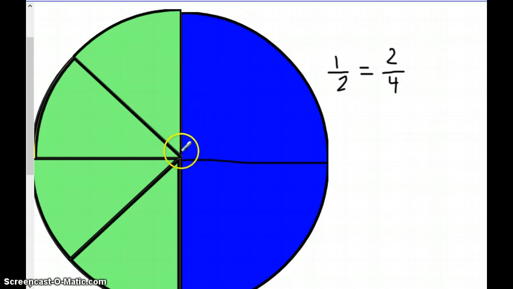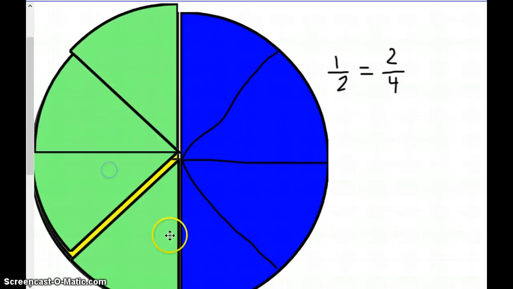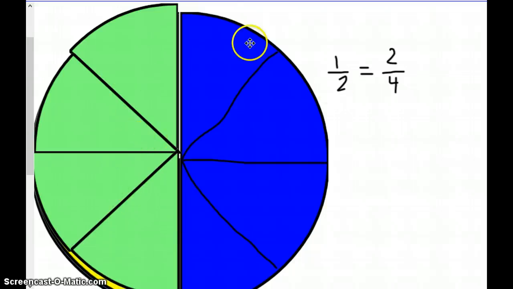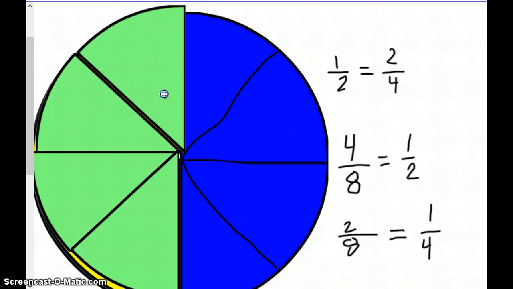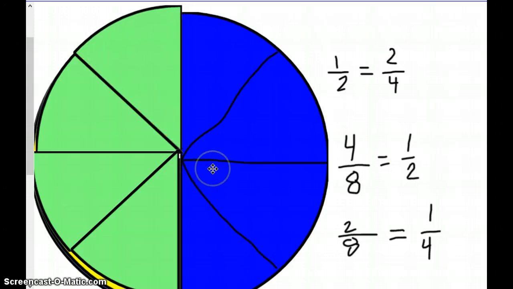Okay, well now I'm going to break this circle up into eighths. Sorry, that's not a very straight line. But if we took the whole and put these lines here, we now have this whole is broken into 1, 2, 3, 4, 5, 6, 7, 8 equal parts. So we know that this is eighths. Okay? Well, I can see that 4 of these eighths is equal to 1/2. I can also see that 2 eighths, when put together, is equal to 1/4. So here I'm looking at a visual that is showing me what equivalent fractions look like.